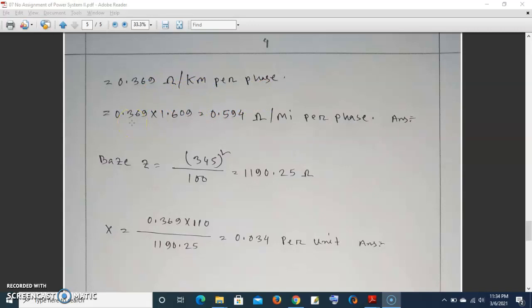Now we convert it to mile. We know 1 mile equal to 1.609 kilometer. We multiply it with 0.369 and we get 0.594 ohm per mile per phase. That is the answer.